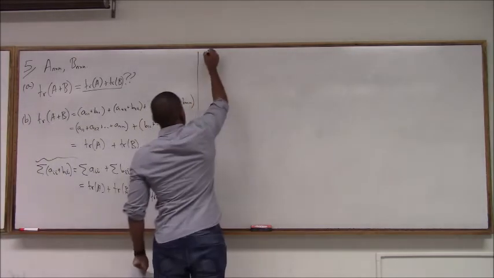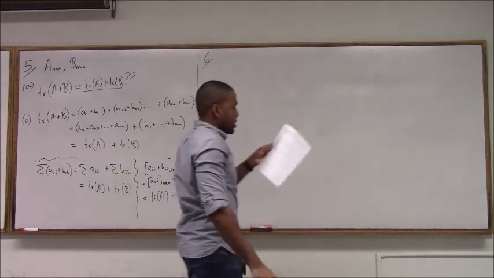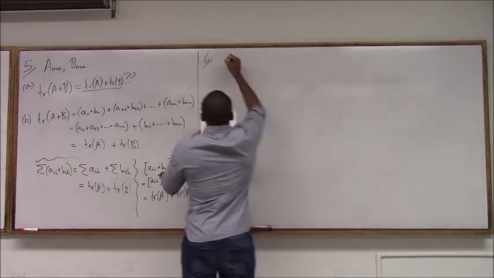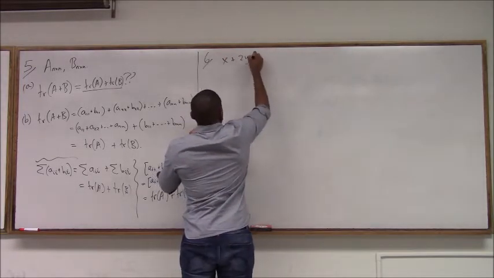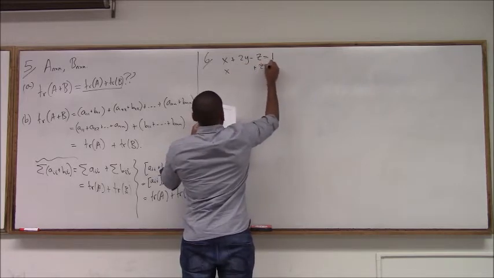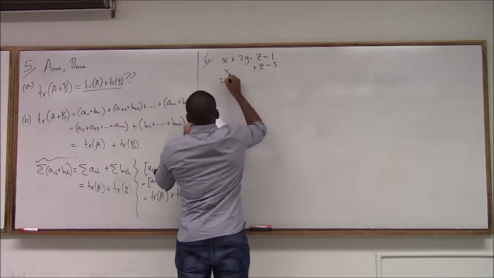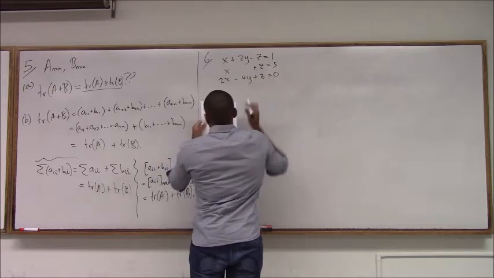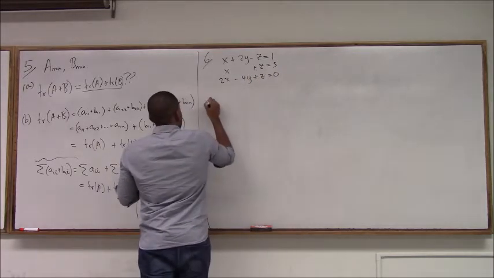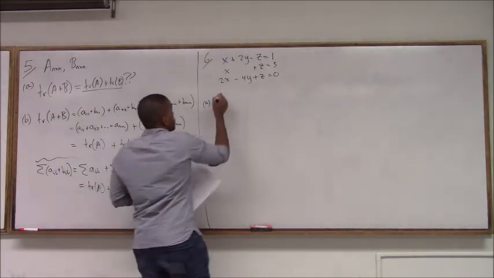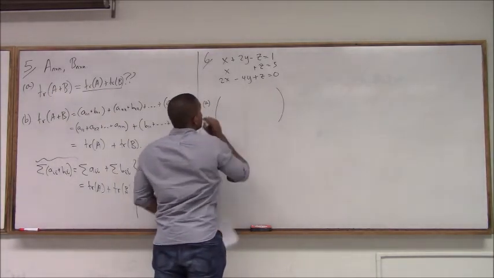Let's actually move on to 6. So 6 is more of what we're going to talk about today. There's a system of equations: x plus 2y minus z equals 1, x plus z equals 3, 2x minus 4y plus z equals 0. Part A was to state the augmented form of the system. So what did that look like?